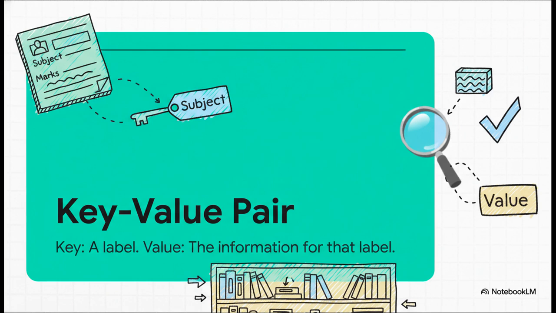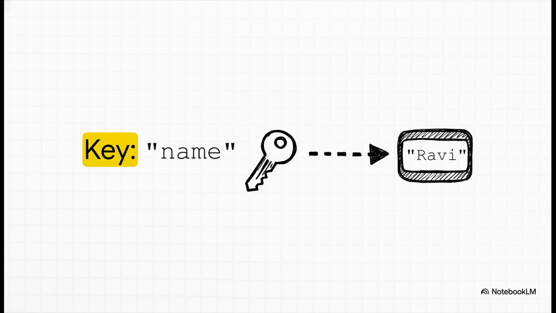It's really that simple. And what does this look like in actual Python code? Well, it's just as straightforward. Here, the text string name is our key. That's our unique label. And the value we've paired it with is Ravi. That's it. That's a complete key-value pair ready to go.